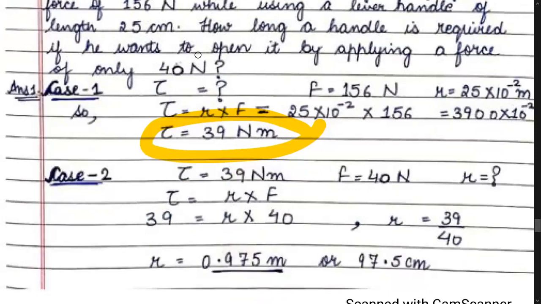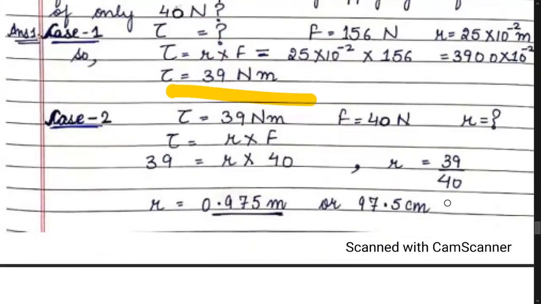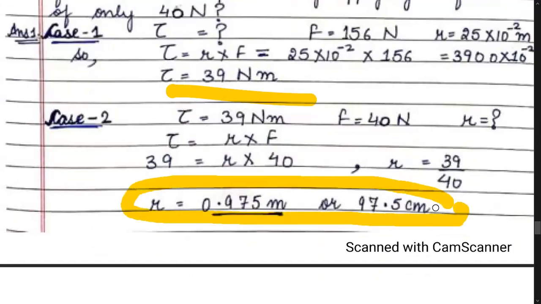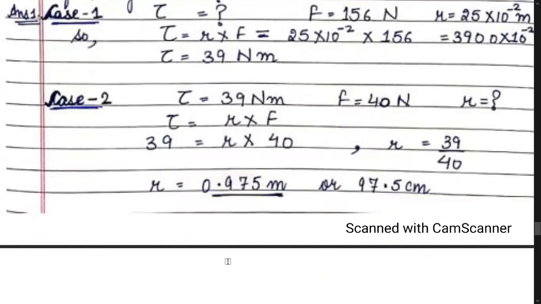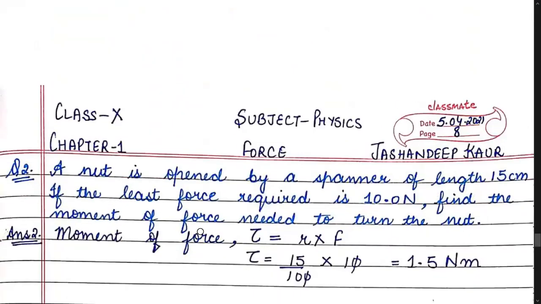So now let us move to the further line. How long a handle is required if he applies a force of 40 Newton? So children, in case 2, I have to find the distance. Force is 40 Newton and the torque will be taken as 39 Newton meter. Put the values to find the distance, which will come out to be 0.975 meter, or you can say 97.5 centimeter.